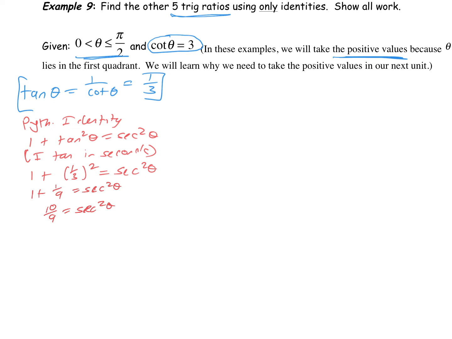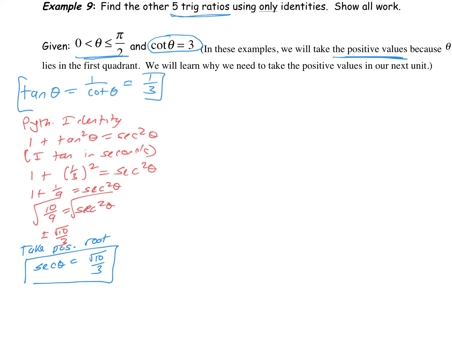And now to isolate secant theta, we'll take the square root of both sides. And this is going to give us technically plus or minus rad 10 over 3. But we are going to take the positive root here because the angle's in the first quadrant. So take the positive root, so secant theta is going to be the square root of 10 over 3 for our particular angle in the first quadrant.